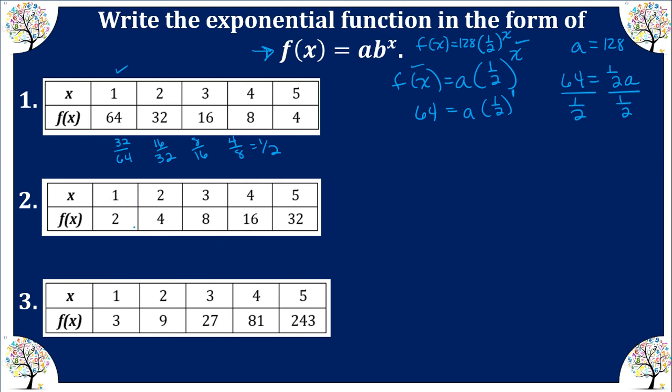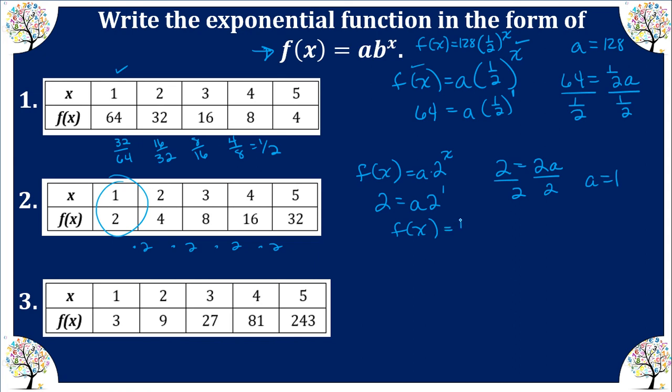Okay, let's find the B value. From 2 to 4 to 8, we are multiplying by 2. This is our B value. So f of x equals A times 2 to the x. We're going to pick a point. We can just pick this first point. So f of x is 2. We don't know A, and 2 raised to the first. So we have 2 equals 2 to the first is 2 times our A. Isolate your A, and A is 1. So we have f of x equals 1 times 2 to the x, or just 2 to the x.